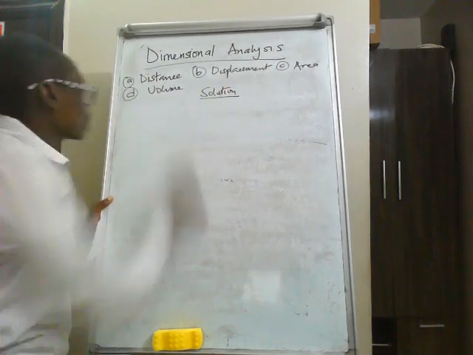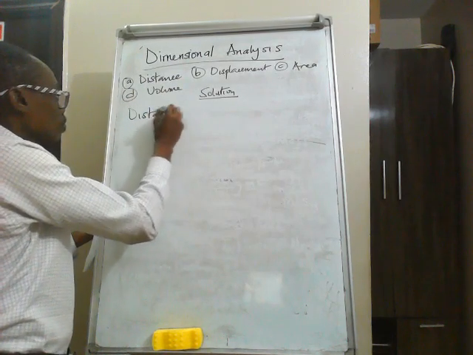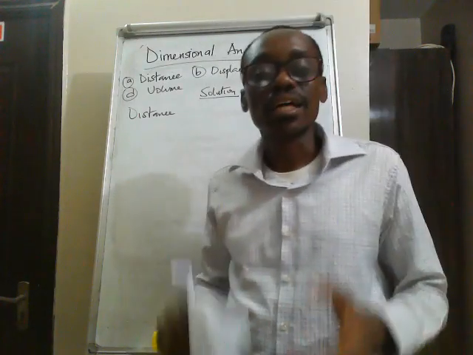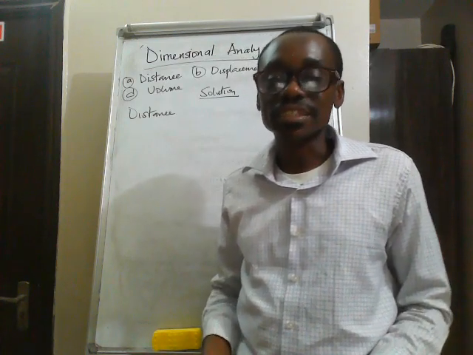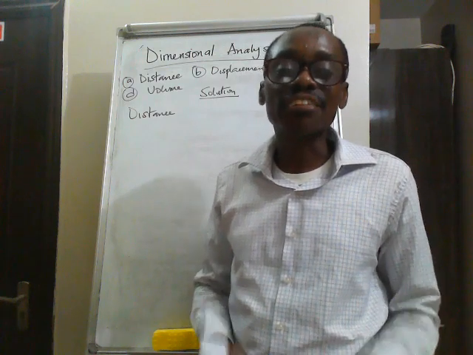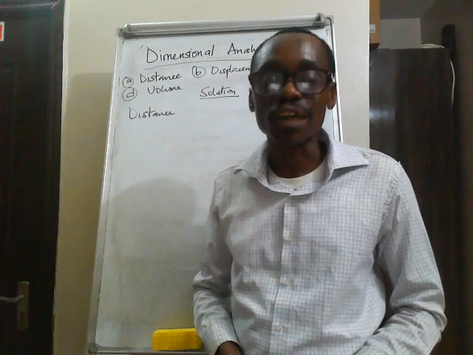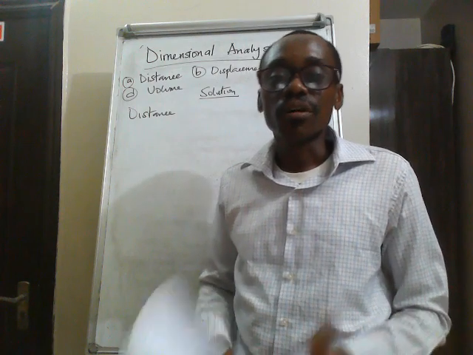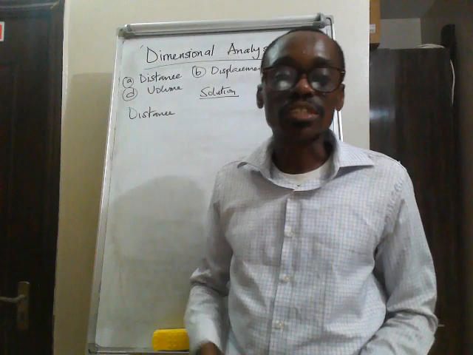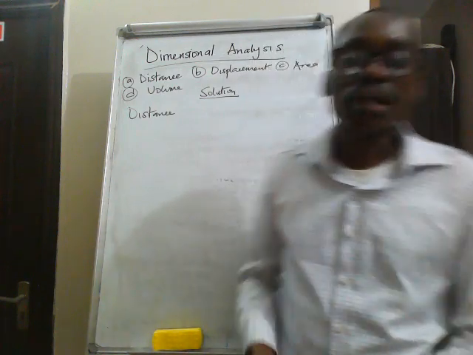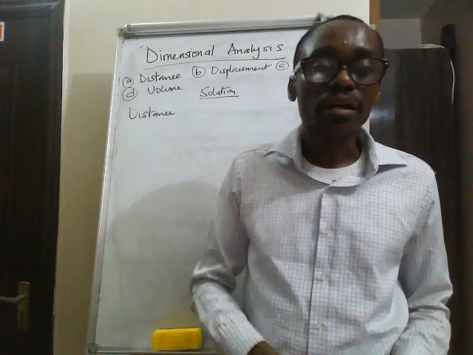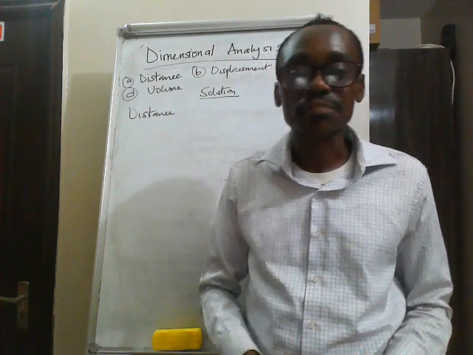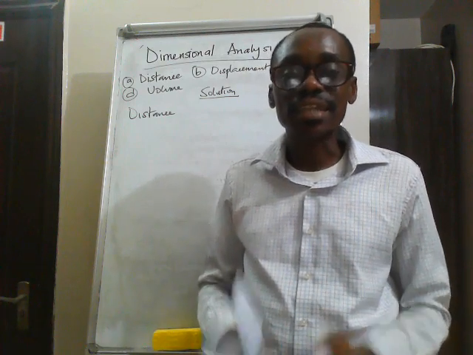What is the dimension of distance? How can we express distance in terms of mass, length, and time? Looking at distance now, does distance have any relationship to mass? No, it doesn't. Mass and distance are totally different. Does distance have any relationship with time? No. Distance and time are totally different. Their units are different.